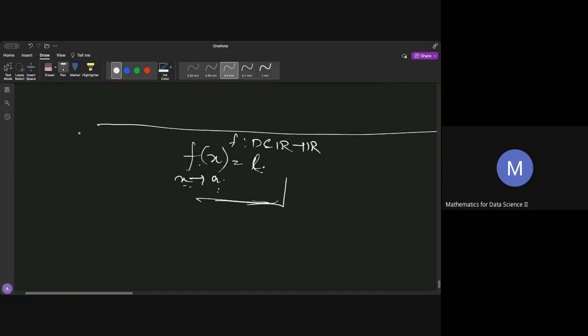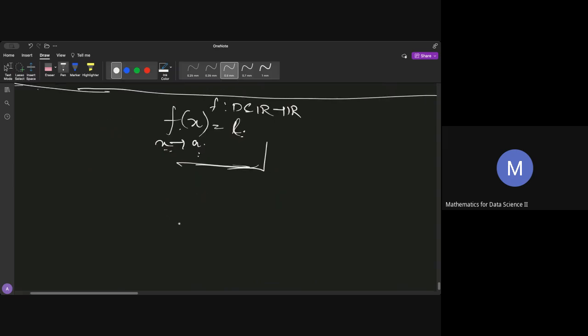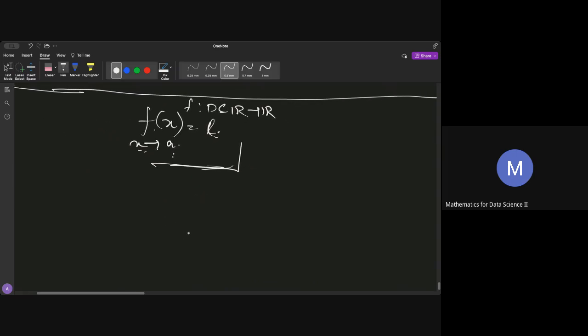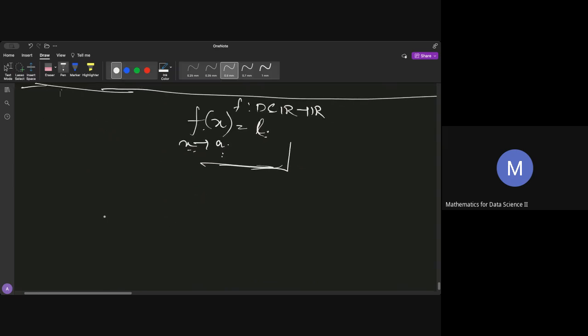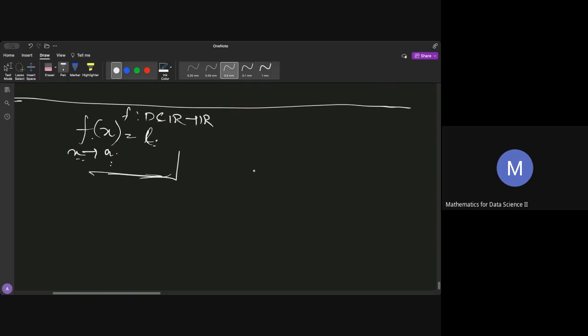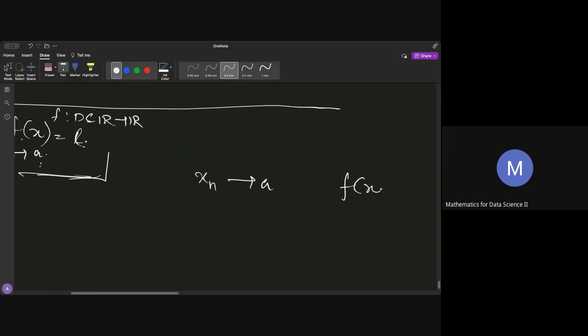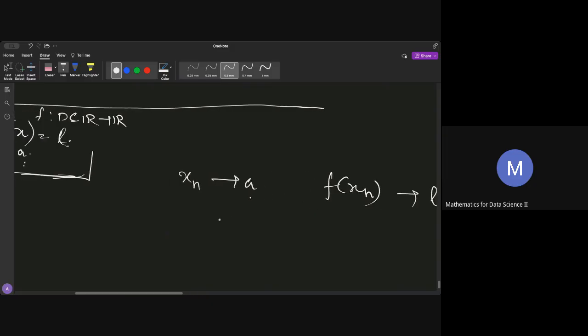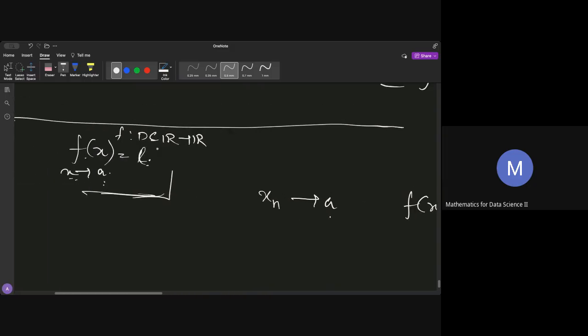Now let's discuss it for more variables. Before moving to the limit, we'll discuss some other terms as well. When we used to discuss limits in one variable, we used to say that if xn is a sequence which tends to A, then for every sequence that converges to A, f(xn) should converge to L. Remember, this was one of the definitions.